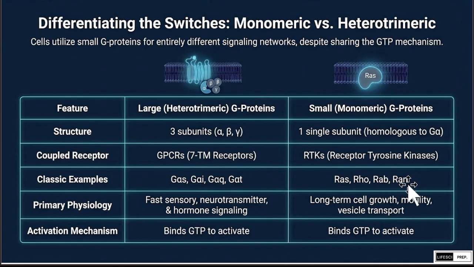Some RAS, RHO, RAF, RAN proteins are activated. They work for long-term cell growth, motility, and vesicle transport, the same as heteromeric, binding GTP to activate.